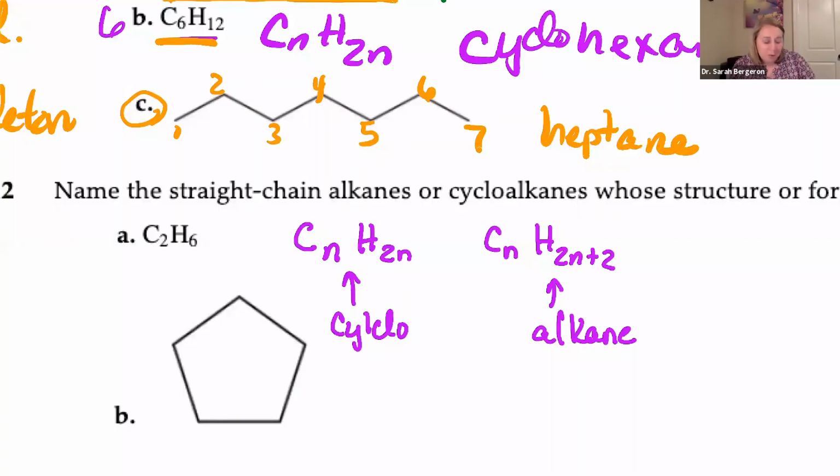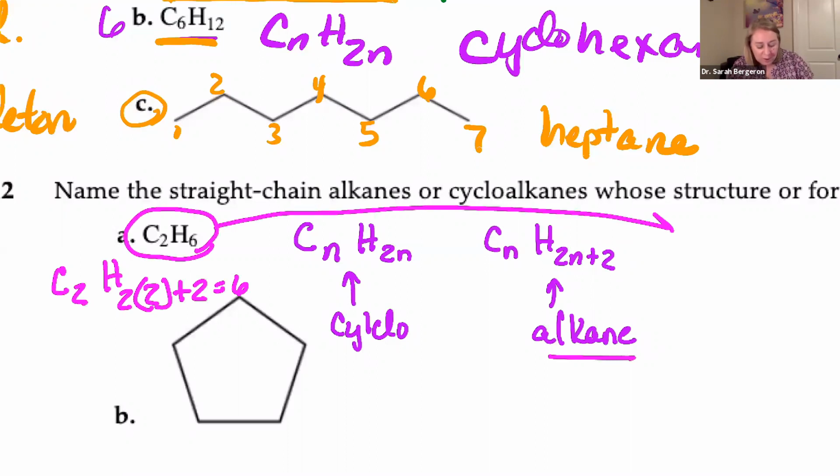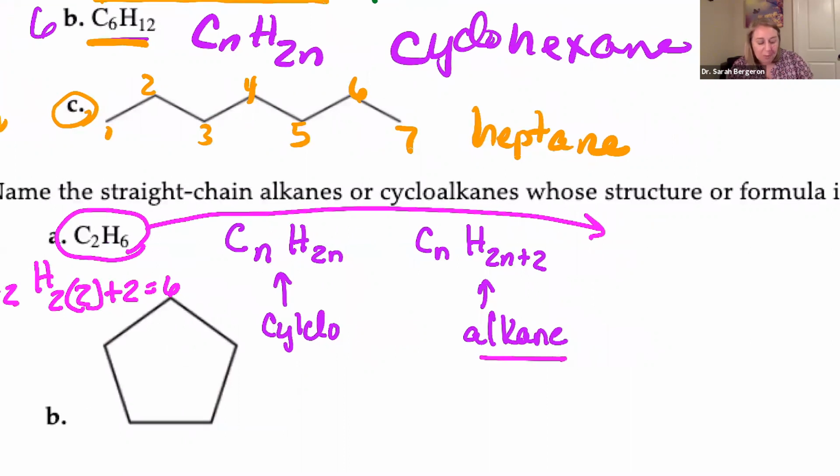So our C2H6 is telling us carbon is 2. And for my hydrogen, 2 times 2 is 4, plus 2 is equal to 6. So I have a regular old alkane. C2H6 is, remember, me, eat, peanut butter. E is for eth. So it's ethane.